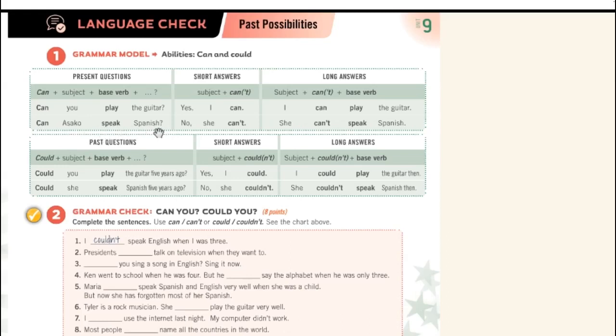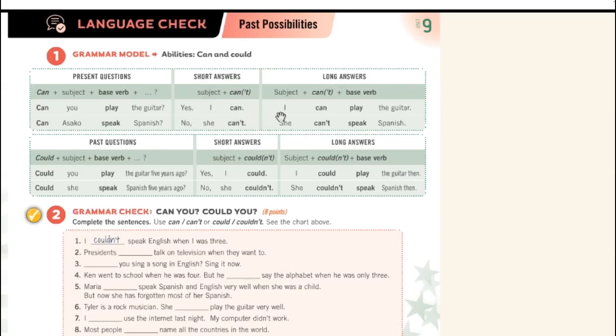Asako 스페인어 말할 수 있어요? No, she can't. 못해요. She can't speak Spanish. 스페인어 못해요. 말 못해요. She can't speak Spanish. Okay? This is a short answer. 짧은 대답, 긴 대답. Okay?